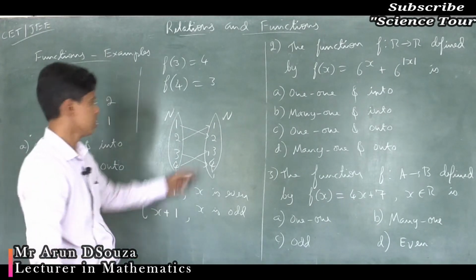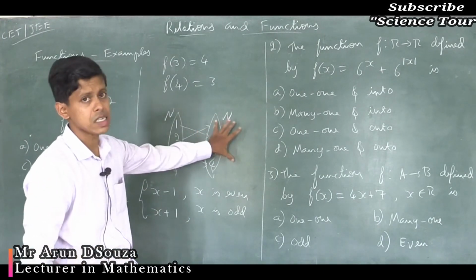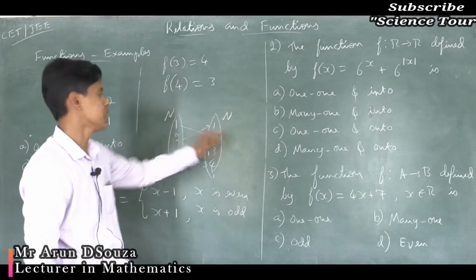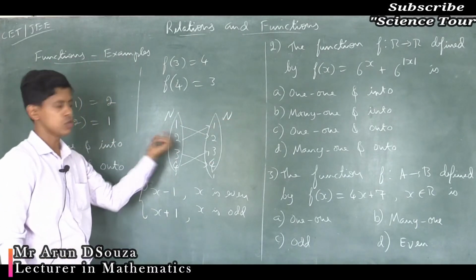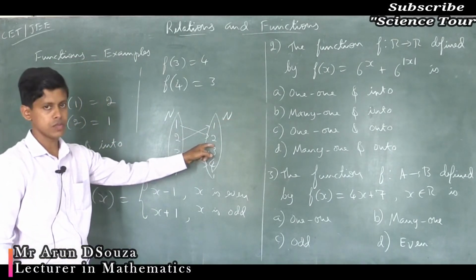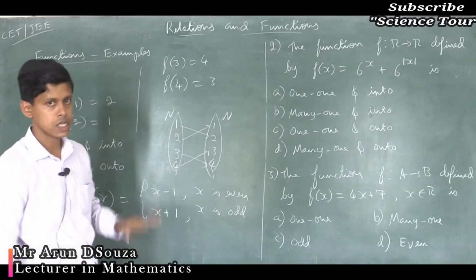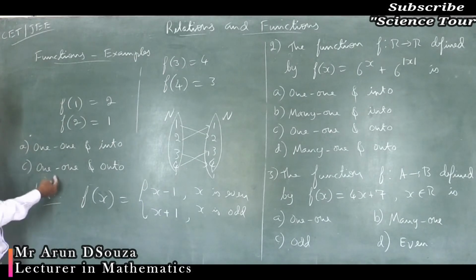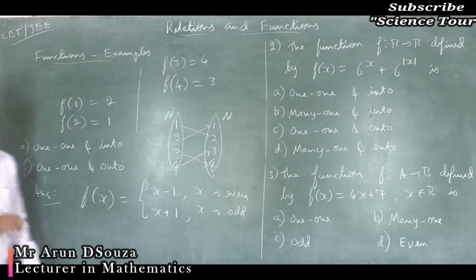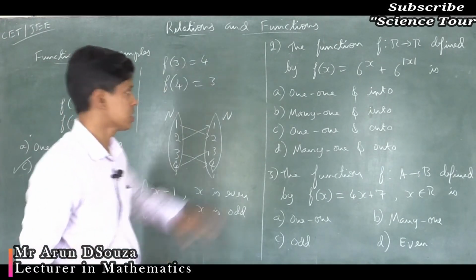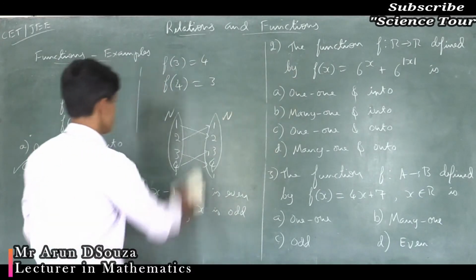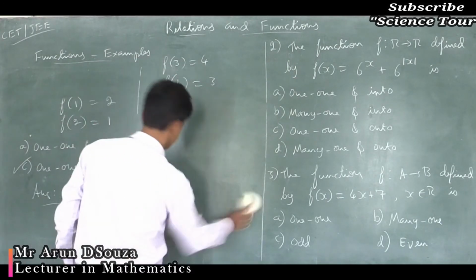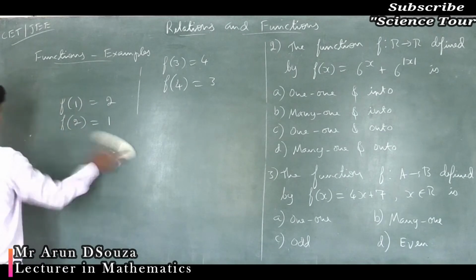Okay, so every element in the second set here, in the codomain, has a pre-image. So do you find any element which is left out here? No, every element is related, therefore this is also onto. So that means this is both one-one as well as onto. So that is the first question. Let's quickly move on to the second question here.